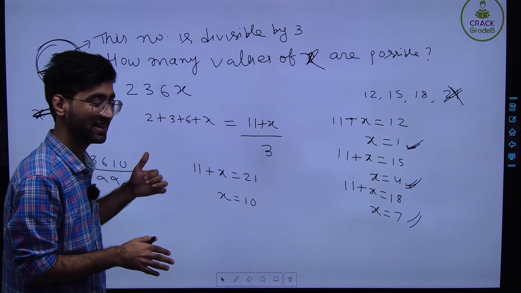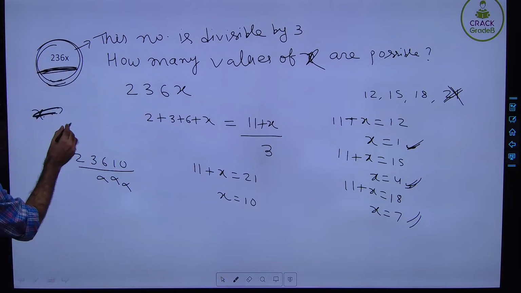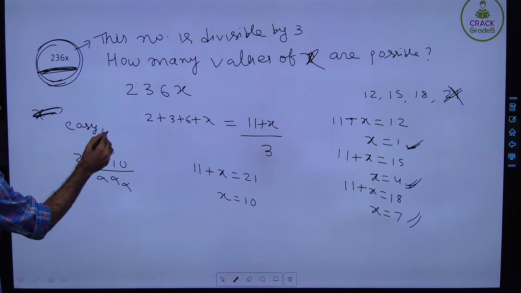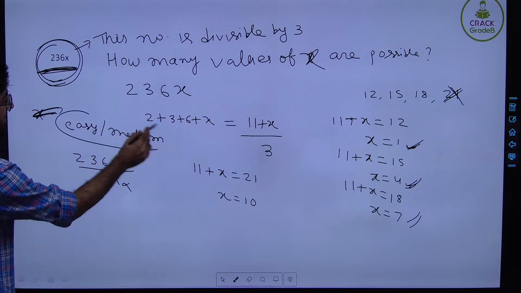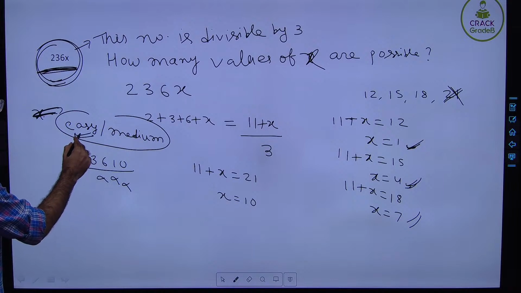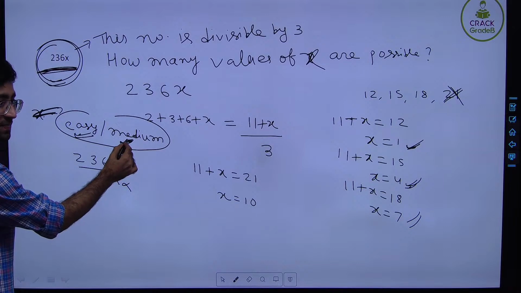You can't make mistakes in easy or medium level questions. See, you can skip difficult questions in almost all exams, right? But you shouldn't make any kind of mistakes in easier questions. And you should definitely be able to pick medium level questions, right?